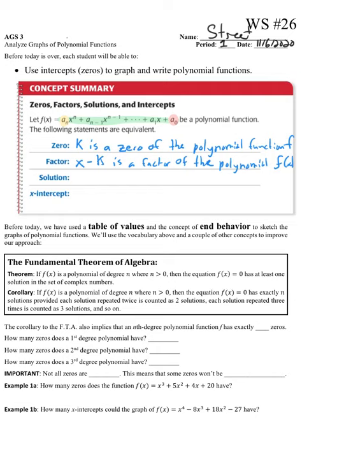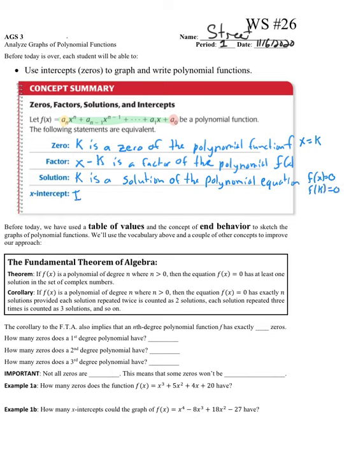All right, so remember k is a zero, that's just saying x equals k. K is a factor, that's where we would subtract k from both sides and we get this x minus k. The other answer we talked about was k is a solution of the polynomial equation. And the equation would be f of x equals 0. Or in this case, it's f of k equals 0 because we're substituting k in.